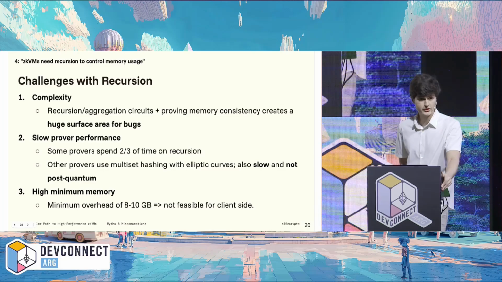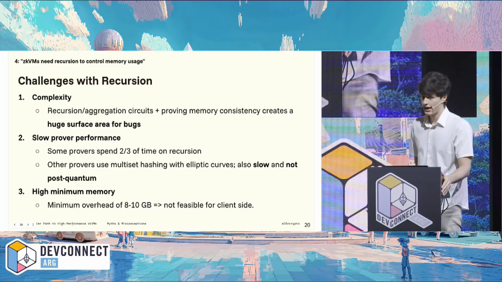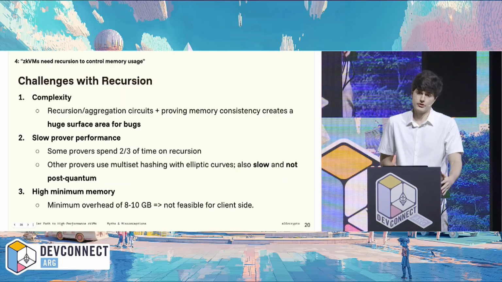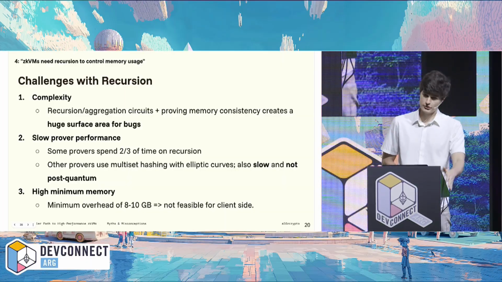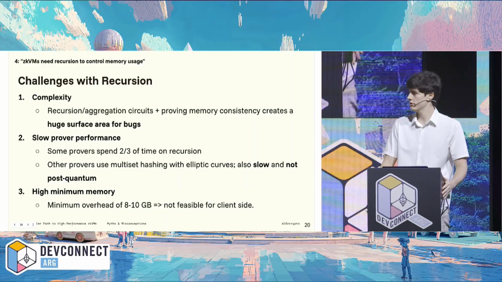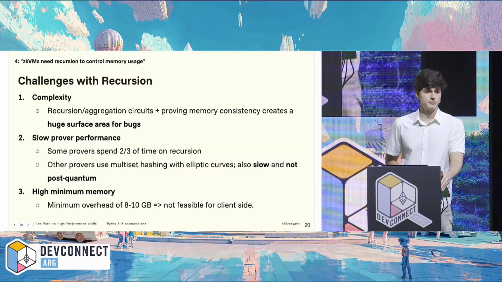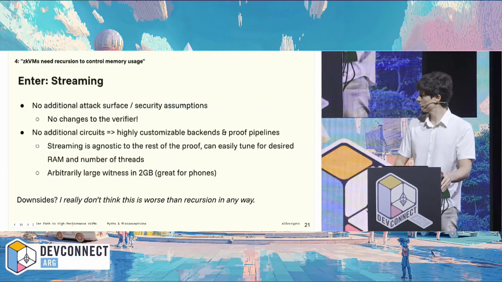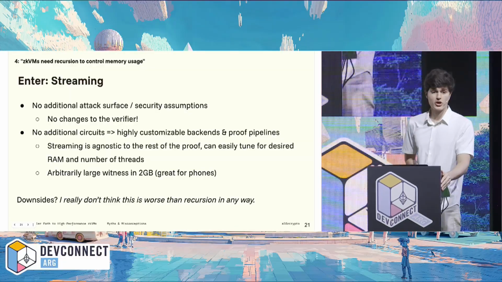There's three main things. Number one, it is very bug-prone, and at a protocol level, it is complex. Some zkVMs today spend 2/3 of their time doing this recursion, so it is very slow. And some zkVMs, to make this faster, have to use curves, which defeats the purpose of being hash-based. There is also the minimum high memory requirement of 8 to 10 gigabytes, which makes these zkVMs infeasible for a phone. OK, so in place of recursion, we use streaming in Jolt.